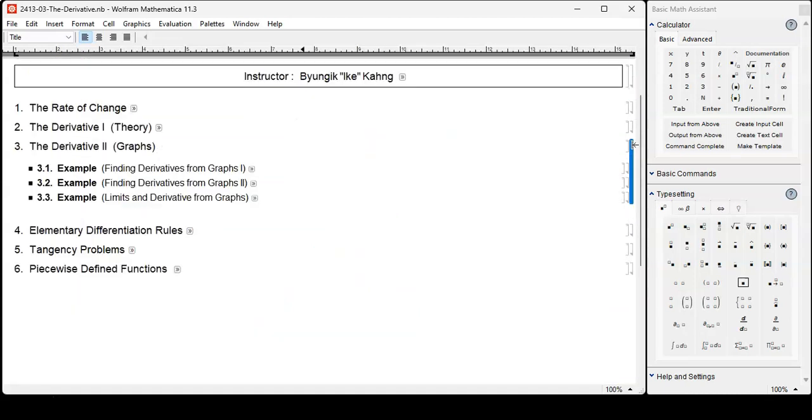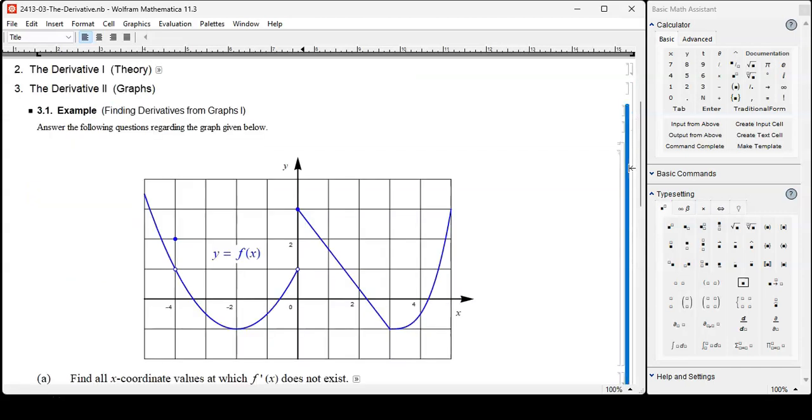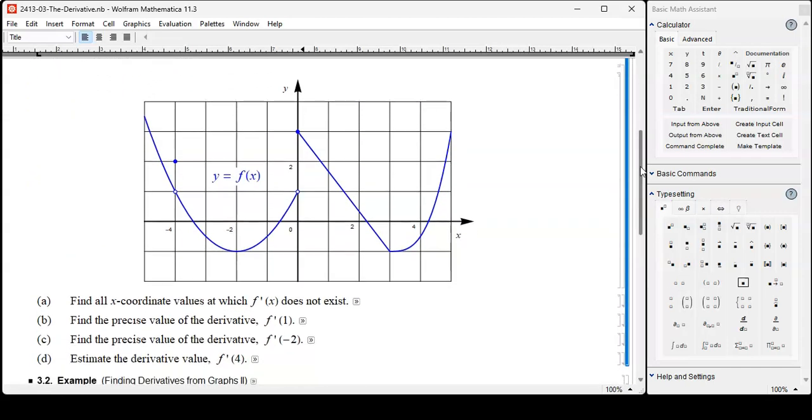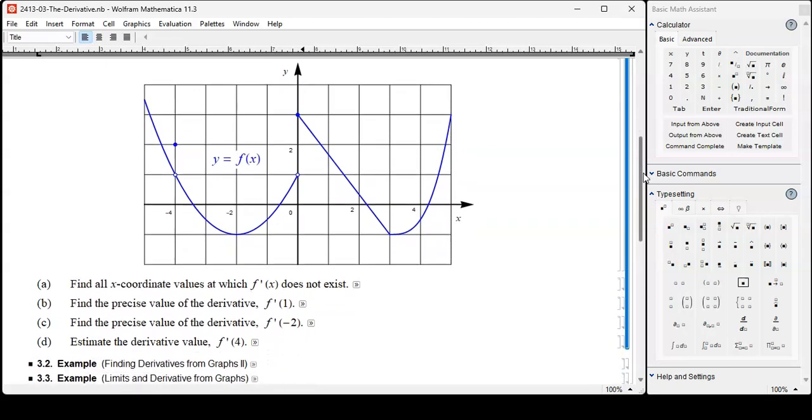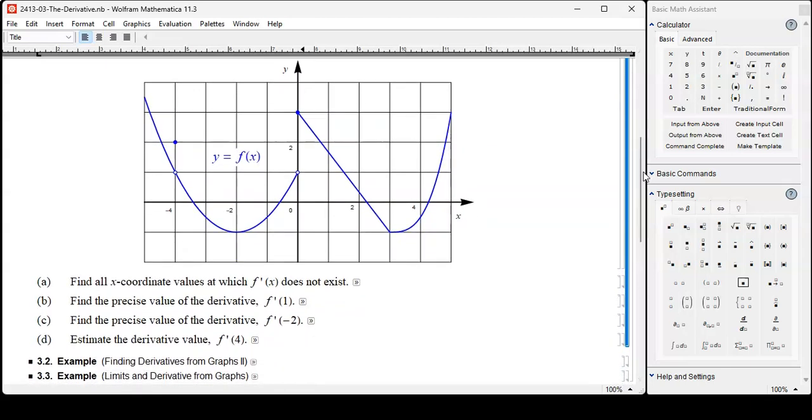And then let's go to the graphs. Alright, here we go. We have a picture. Find all x-coordinate values at which the derivative f prime of x does not exist. The slope of the tangent line does not exist. What do you mean by that?